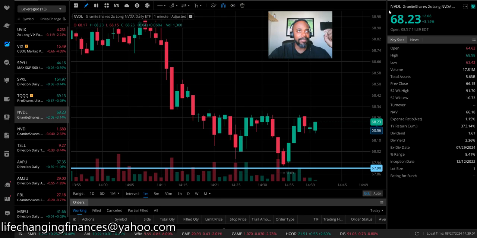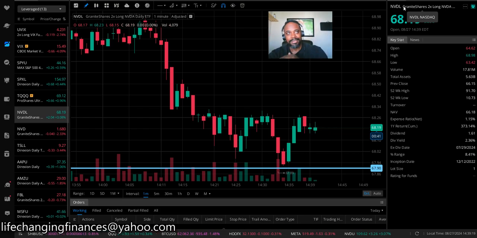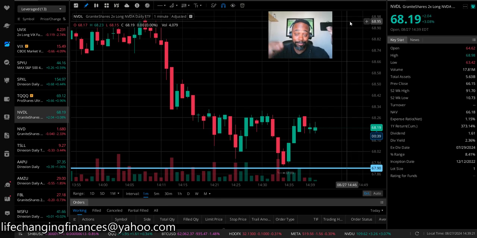So right now we have NVDL, which is open, and NVDL is a 2x leverage ETF that tracks the movement of NVIDIA. So, for example, if NVIDIA moves 10%, then NVDL is going to move 20%. Okay, so that's either direction. If it comes down 10%, this ETF comes down 20%. If it goes up 10%, it's going to go up 20%, so forth and so on.